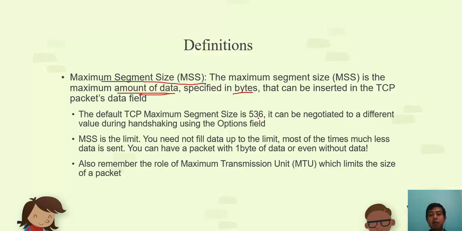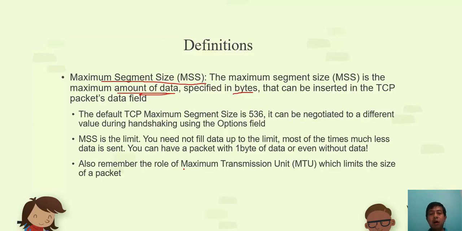So it is not necessary that you fill data up to the maximum segment size. You can fill data up to that size, but the minimum is anything. There can even be packets which have no data. You can simply send the header information without any data in that packet. So maximum segment size is the maximum limit. Minimum you can have anything, but you cannot cross that maximum segment size.